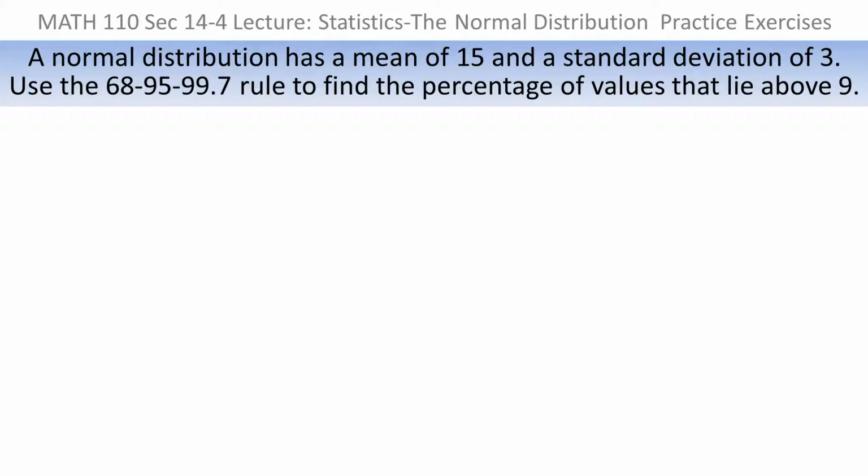A normal distribution has a mean of 15 and a standard deviation of 3. Use the 68, 95, 99.7 rule to find the percentage of values that lie above 9.